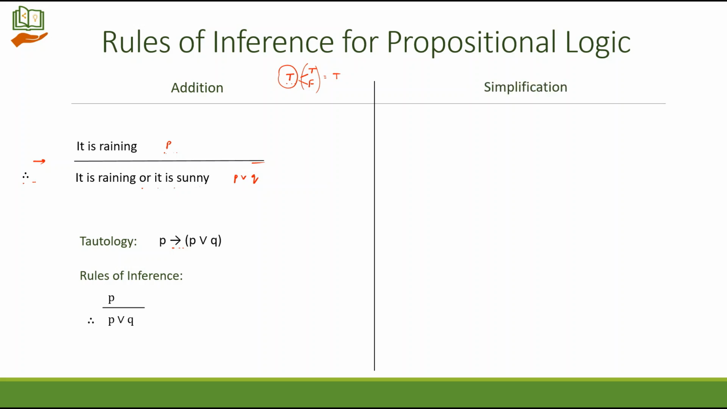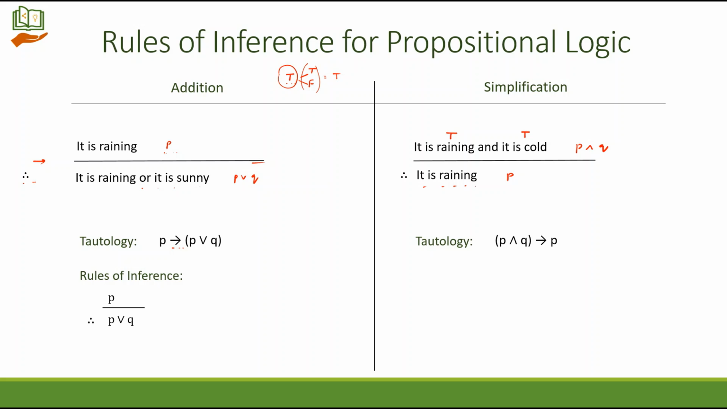The next rule of inference will be simplification. It is raining and it is cold. This is P and Q, the conjunction operation. We can conclude it is raining. We know this proposition is true. From this we can conclude any one of the propositions to be true finally. So this is P here. So in tautology we can say P and Q implies P. So only when both the values are true, you can conclude that this particular first proposition is true. In rules of inference format, we have P conjunction Q, therefore P.